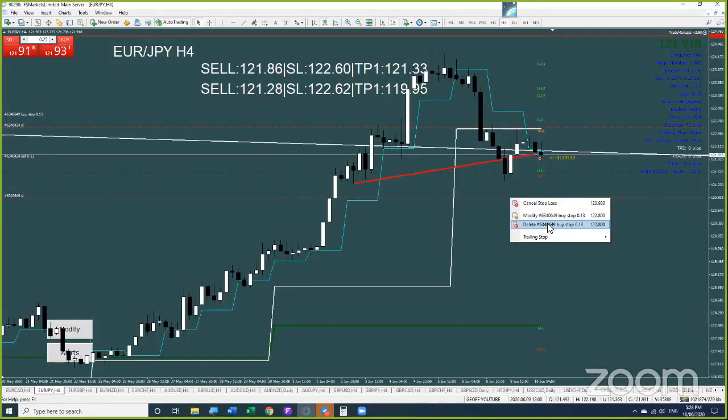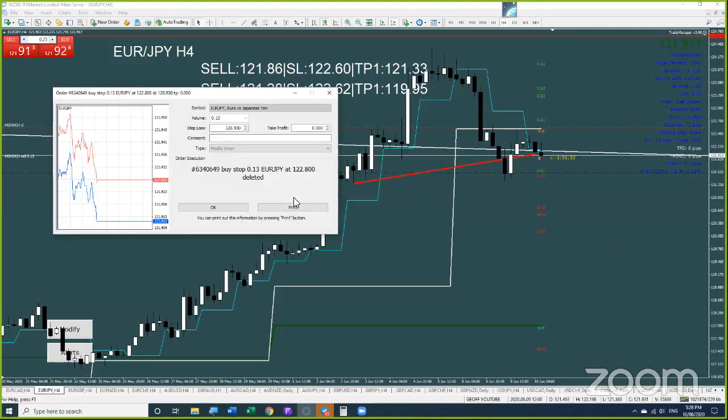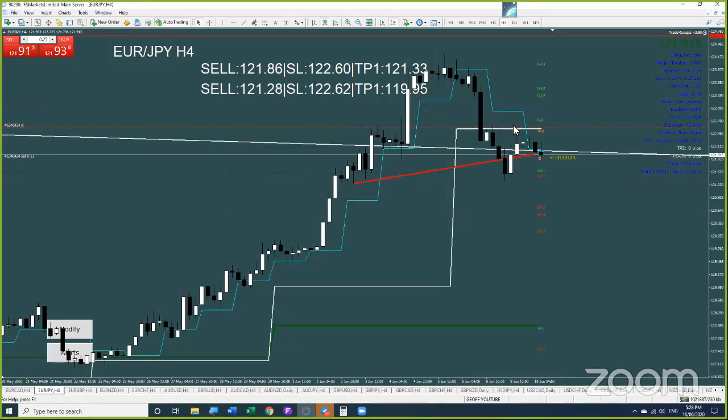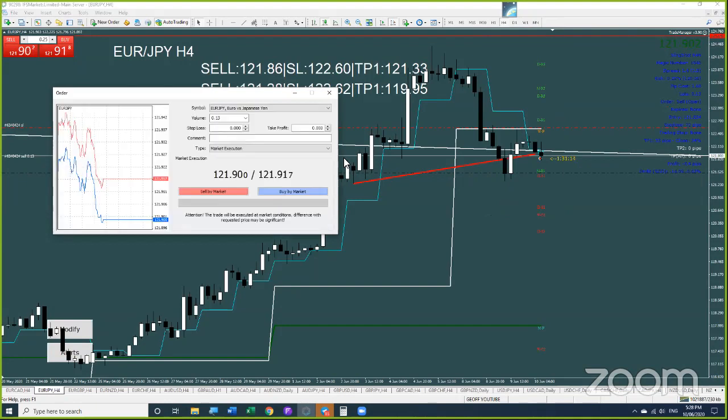Delete that. Okay. Below the price before you click. Below the price. Okay, let me try that again. New order. Market condition difference with the requested price may be significant.